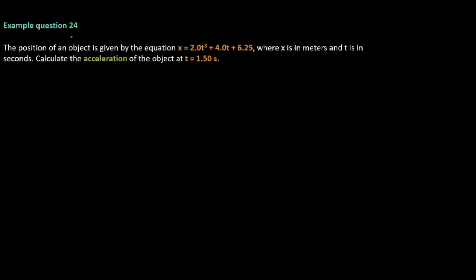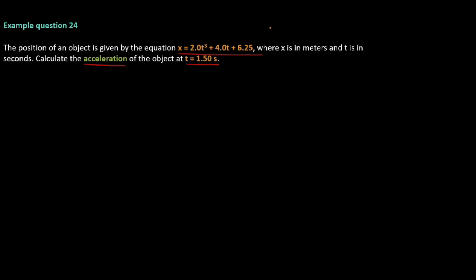Question 24. The position of an object is given by the equation x equals 2t cube plus 4t plus 6.25, where x is in meters and t is in seconds. Calculate the acceleration of the object at t equals 1.50 seconds.